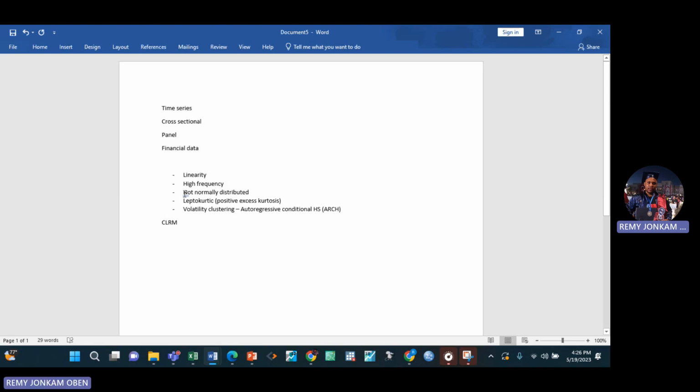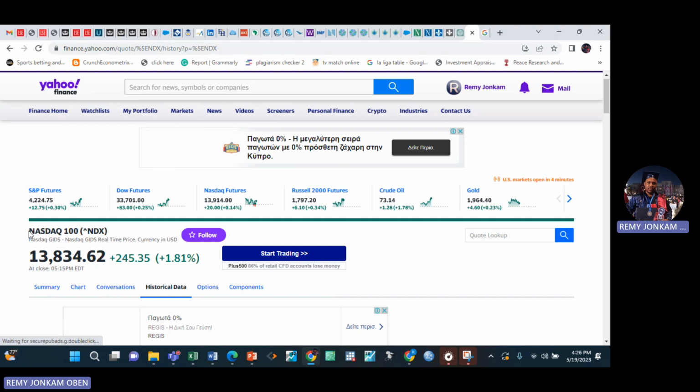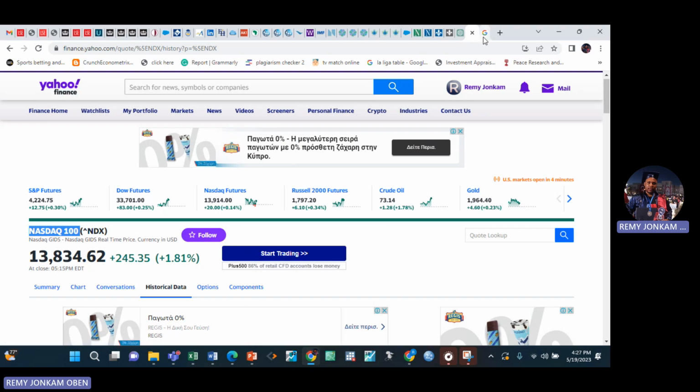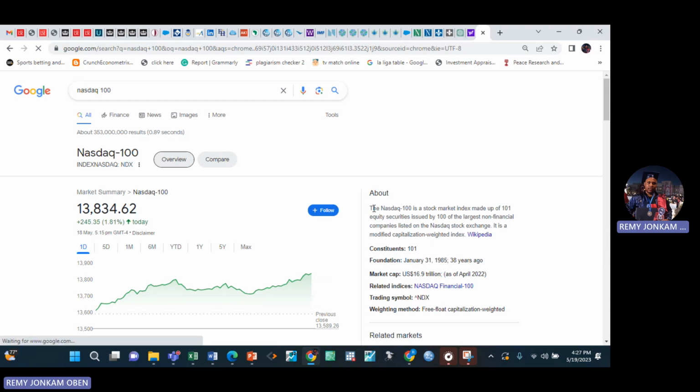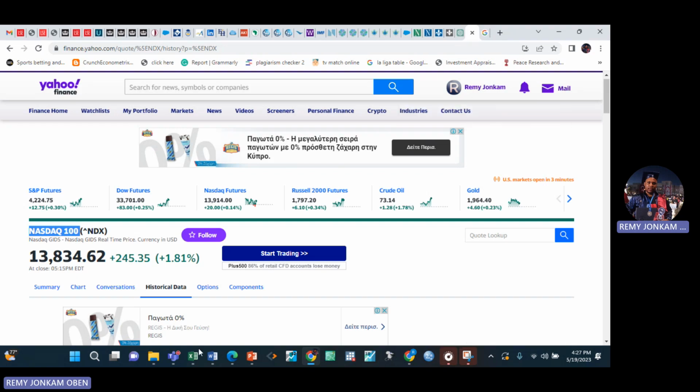Okay. If you have that idea, then I think I should go straight now to the data so we can start seeing what is happening. So I downloaded market index data from Yahoo Finance. I just downloaded data now for the NASDAQ 100 index. This is a market index in the US. Let me show you. I have it here. So you see the NASDAQ 100 is a stock market index, which is made up of 101 equity securities issued by 100 of the largest non-financial companies which are listed on this stock exchange. So this is a market index which I just downloaded from Yahoo Finance. So I have the data here on Excel.